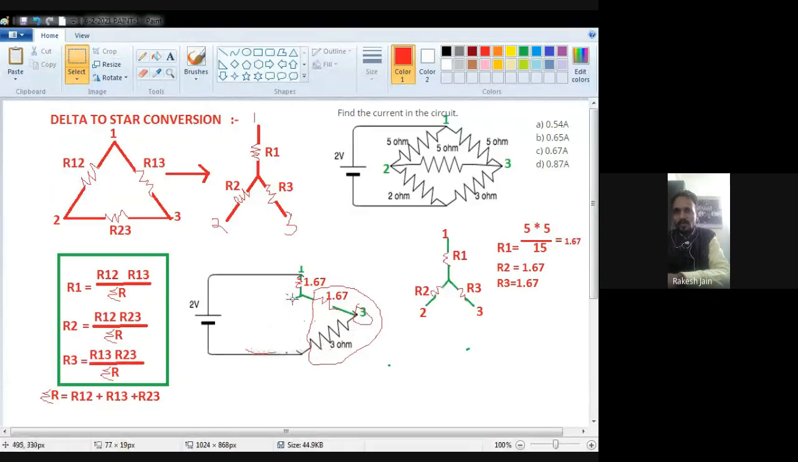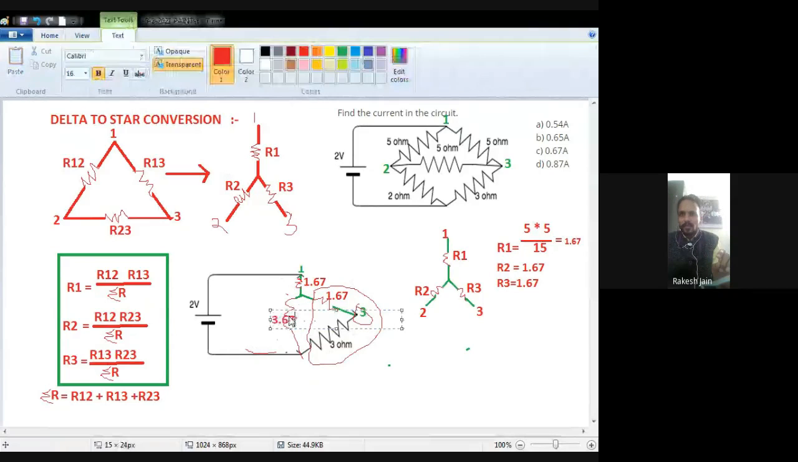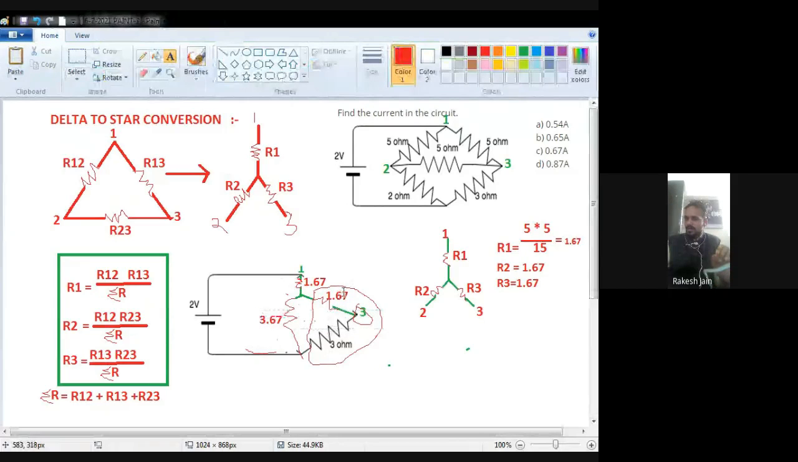Kindly don't be confused if you are unable to see clearly. Now to solve this question, see very carefully. This 1.67 resistance and this 3 ohm resistance both are in series, because they are connected at one point, and the other point is not connected to any other place. So both are in series. Similarly, this 1.67 and this 2 ohm resistance are also in series. So just connect them. Now the diagram will be replaced like this one.